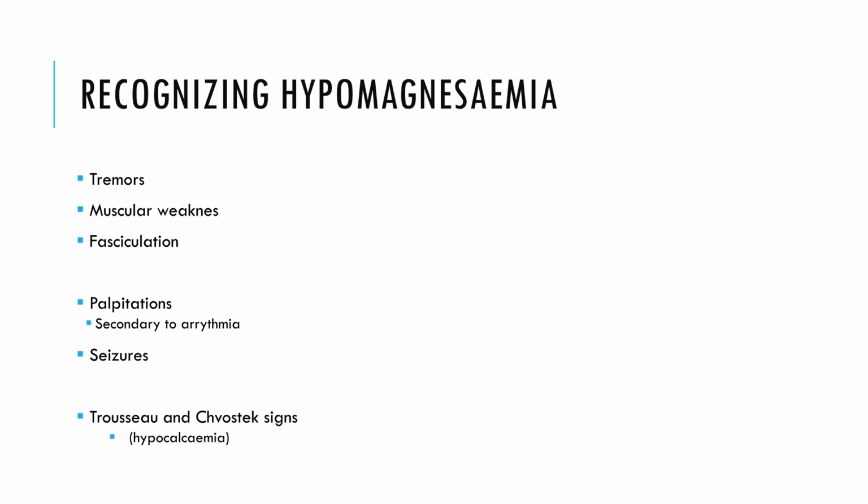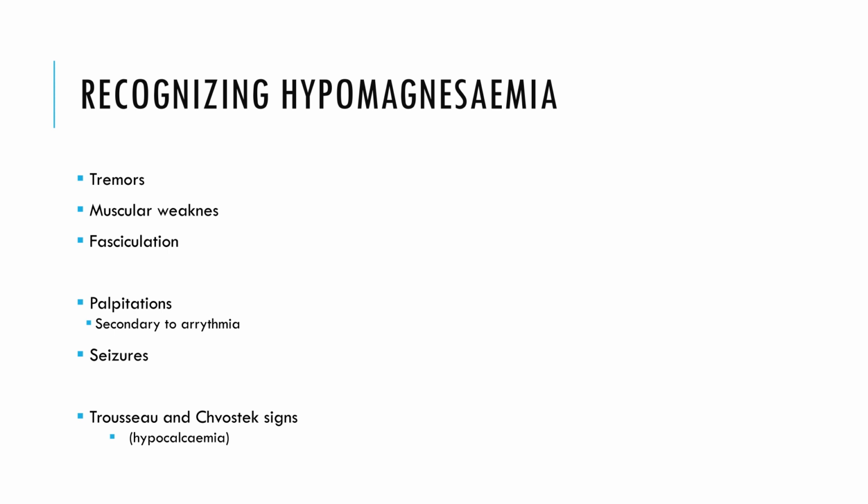You may recall that calcium has a key role in regulating and stabilizing membrane potentials, and therefore has an important role in cellular signaling and nerve conduction, etc. And for this reason, there's an increased incidence of tremor, muscle weakness, and fasciculations in patients who have hypomagnesemia. You can also get palpitations, and this may be secondary to arrhythmias caused by hypocalcaemia, as well as secondary to arrhythmias caused by hypokalaemia.